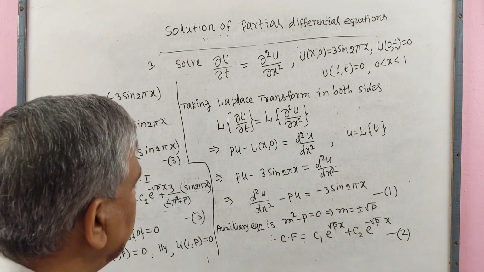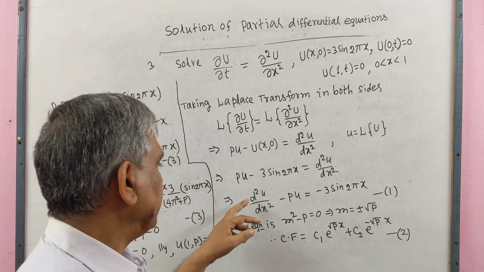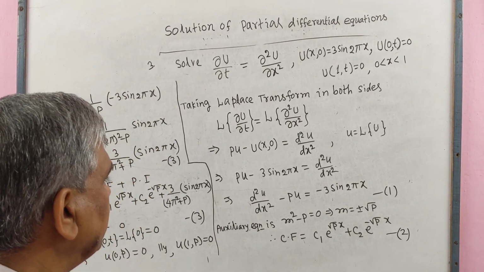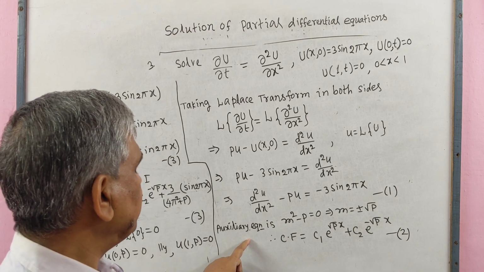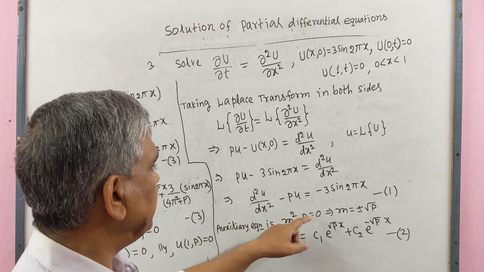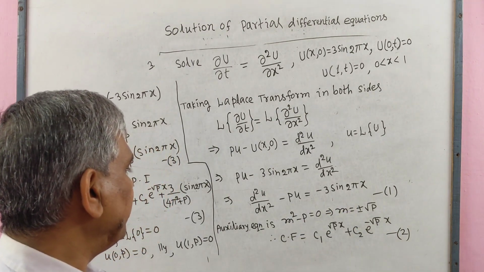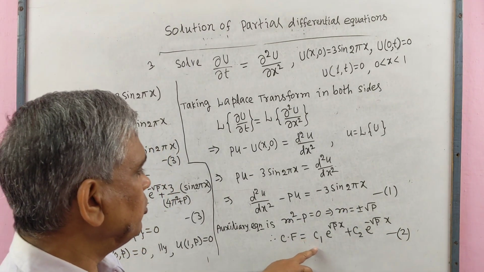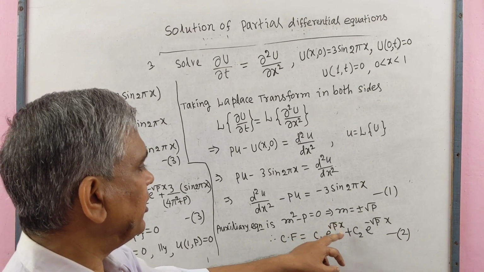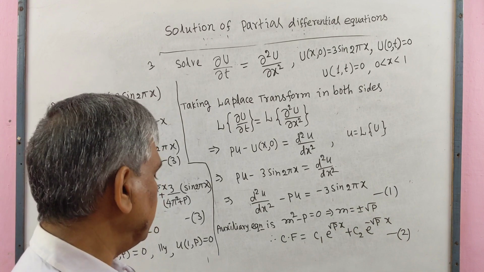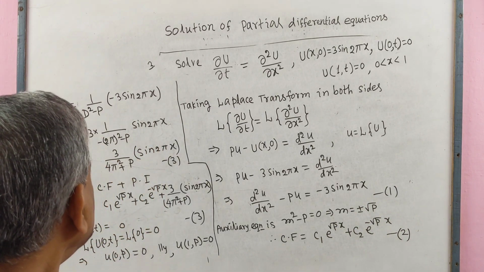Now this is a second order differential equation with constant coefficients. So the auxiliary equation is m² − p = 0, that is m = ±√p. So the complementary function is c1 e^(√p x) + c2 e^(−√p x). This is number 2.